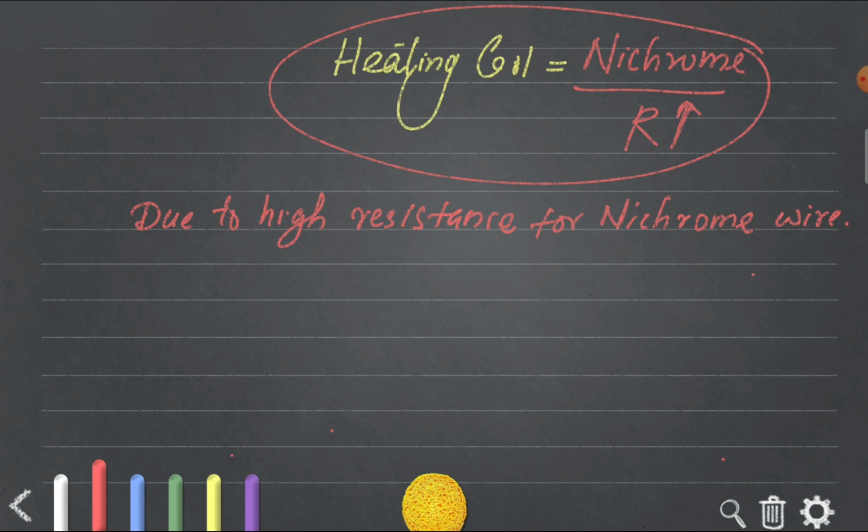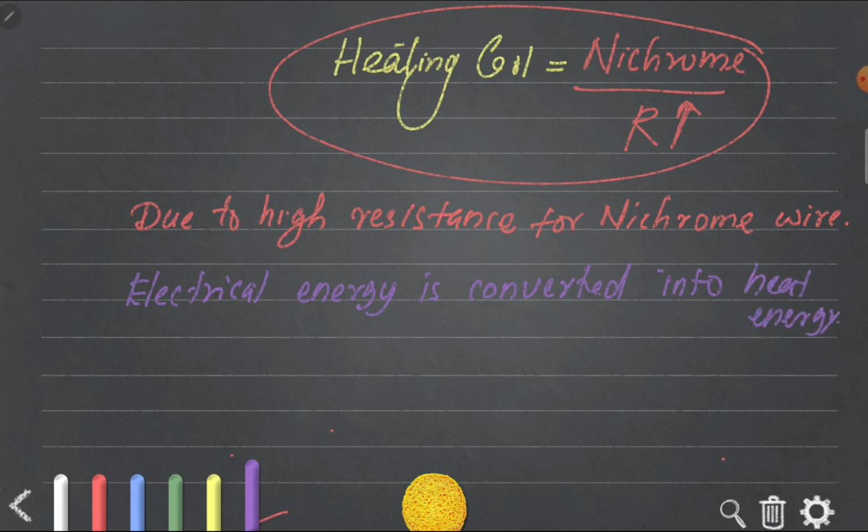Now the second question is: in this case, which form of energy was converted to heat energy? So what was the energy change there? We know that the electrical energy that we provided in the circuit was converted into heat energy. So which form of energy was converted? Electrical energy is converted into heat energy, right? Electrical energy is converted into heat energy.